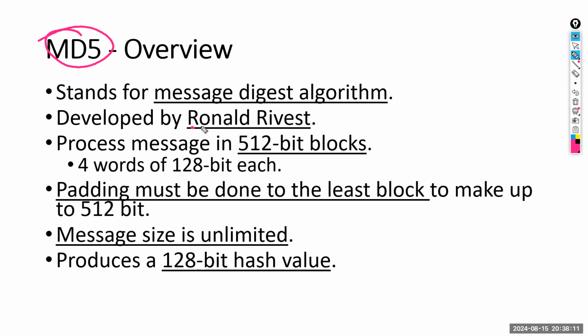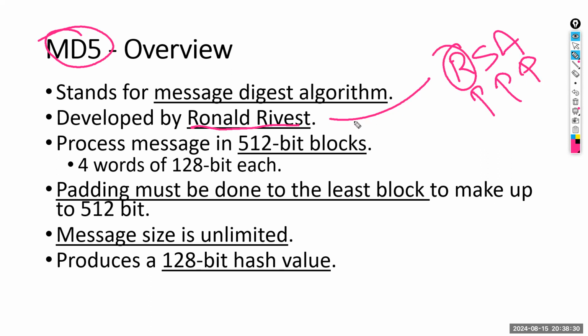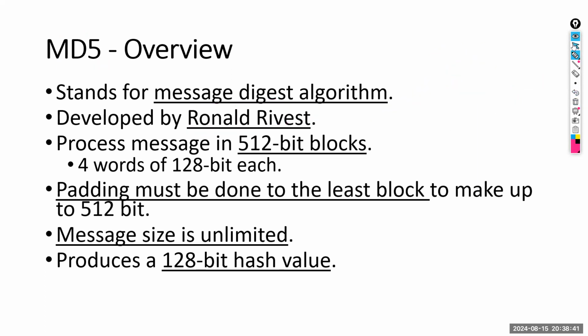So this guy is a very famous guy because, remember that you will have another algorithm called RSA later on, encryption and decryption. This is the same guy: three people got together and came up with this RSA encryption algorithm, and one of them is the one who came up with this MD5 algorithm, Ronald Rivest.